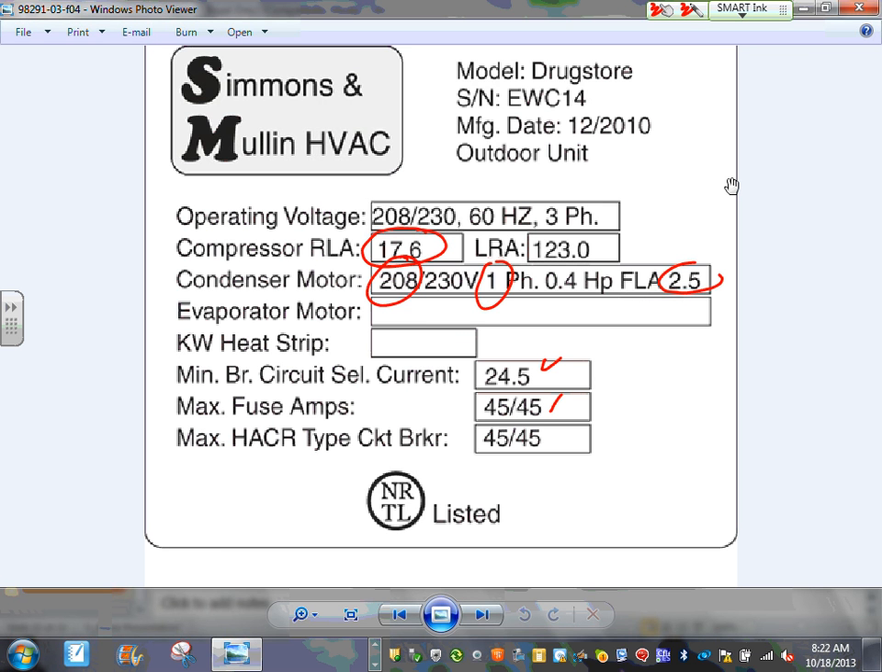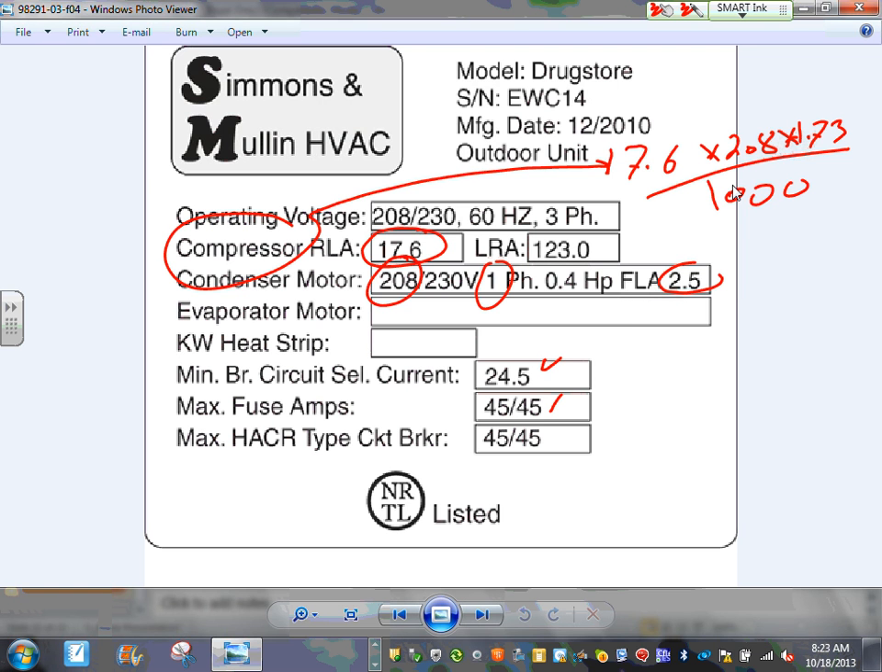Here's the fuse. So when you find the full load current for this piece of equipment, you take the 17.6 and multiply it by 208 and multiply it by 1.73, divide by 1,000. This will be for the compressor. And then for the condenser, you take the 208 and multiply it by the full load amp, which is 2.5, and it's single phase. And then you add the two. That's how they calculate them.